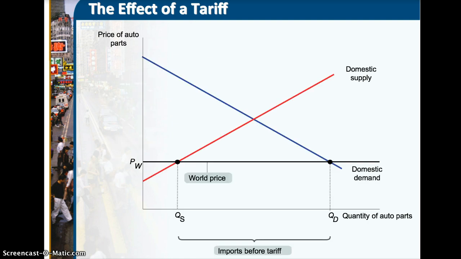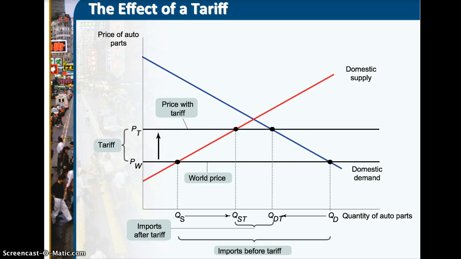A tariff raises the domestic price of a good from PW to PT. The domestic quantity demanded shrinks from QD to QDT, and the domestic quantity supplied increases from QS to QST. As a result, imports, which had been QD minus QS before the tariff was imposed, shrink to QDT minus QST after the tariff is imposed.